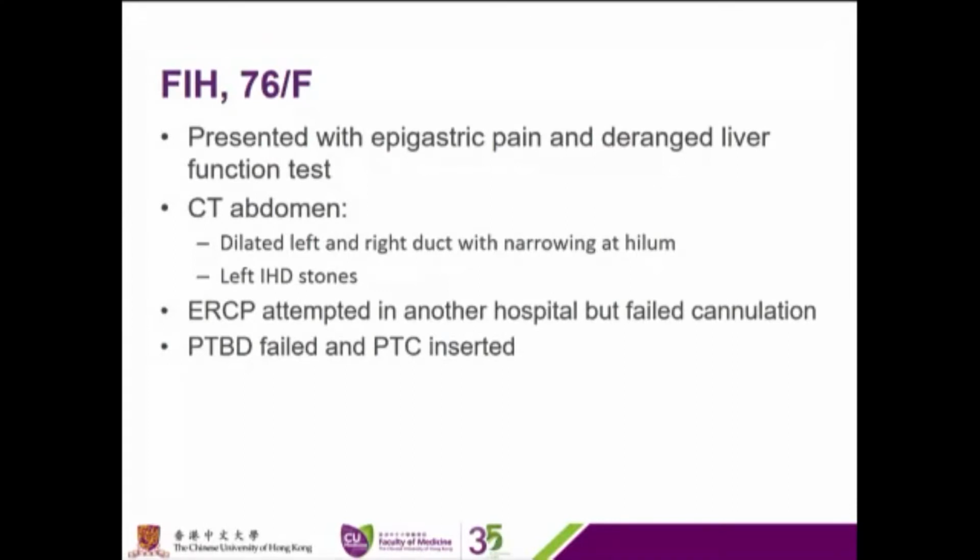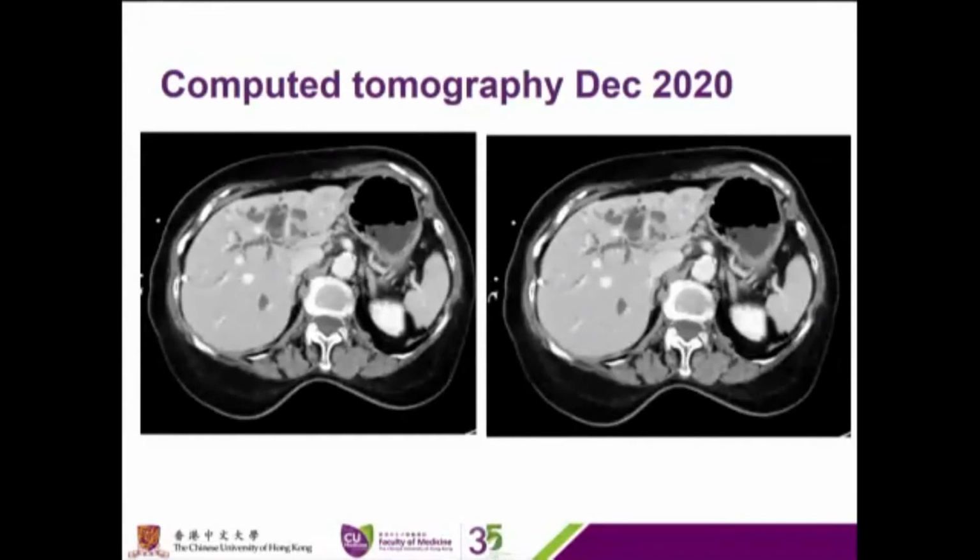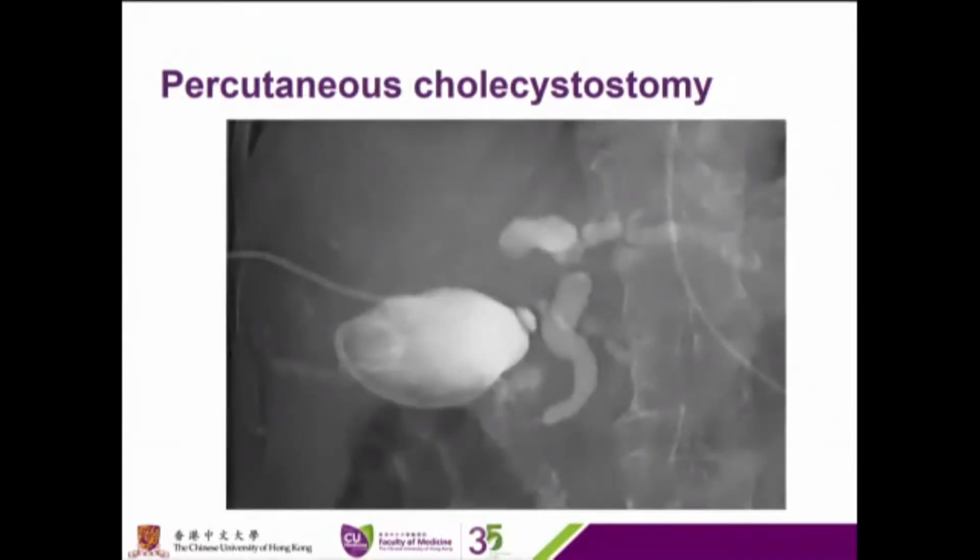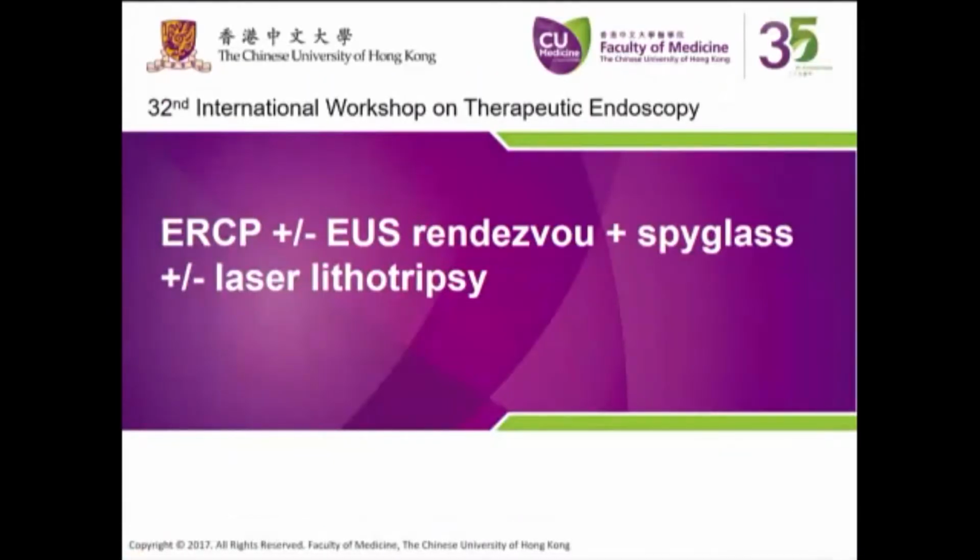ERCP was attempted in another hospital but failed cannulation. Percutaneous biliary drainage was also attempted but failed, and somehow a PTC was inserted. This is the CT scan showing dilated bilateral intrahepatic ducts. PTC cholecystogram and cholangiogram show a suspected hilar stricture. So Professor Anthony Teoh will demonstrate ERCP plus or minus Van der Rohe and SpyGlass plus or minus laser lithotripsy.